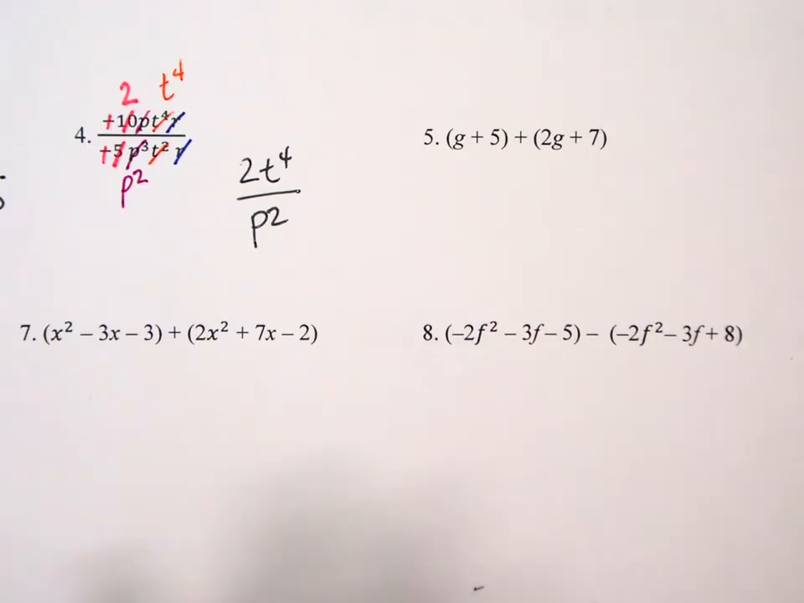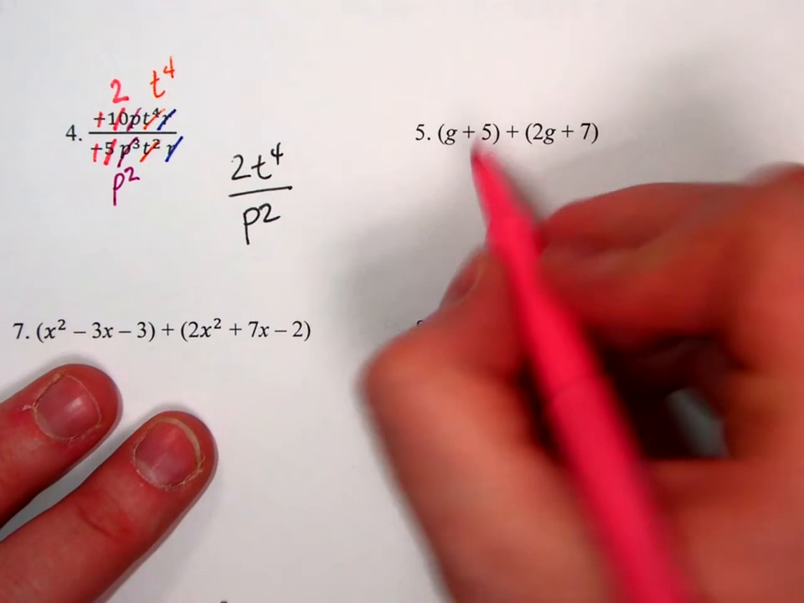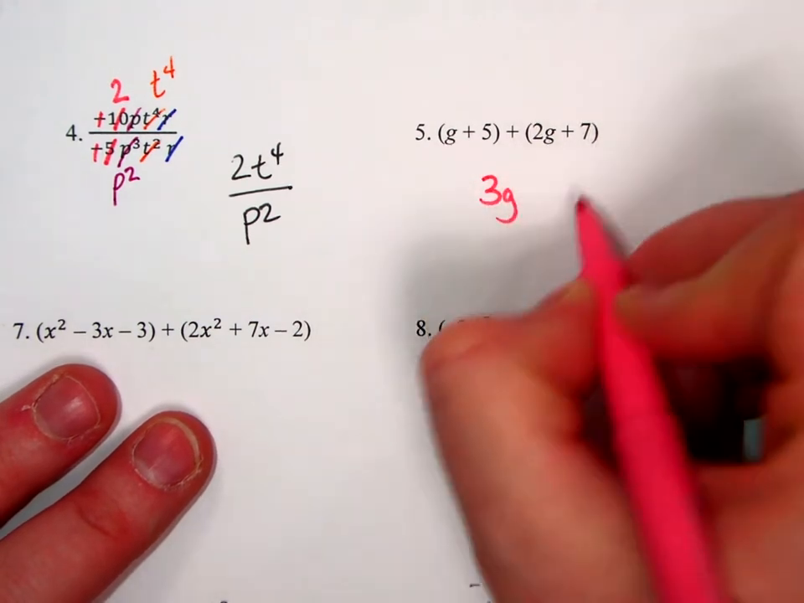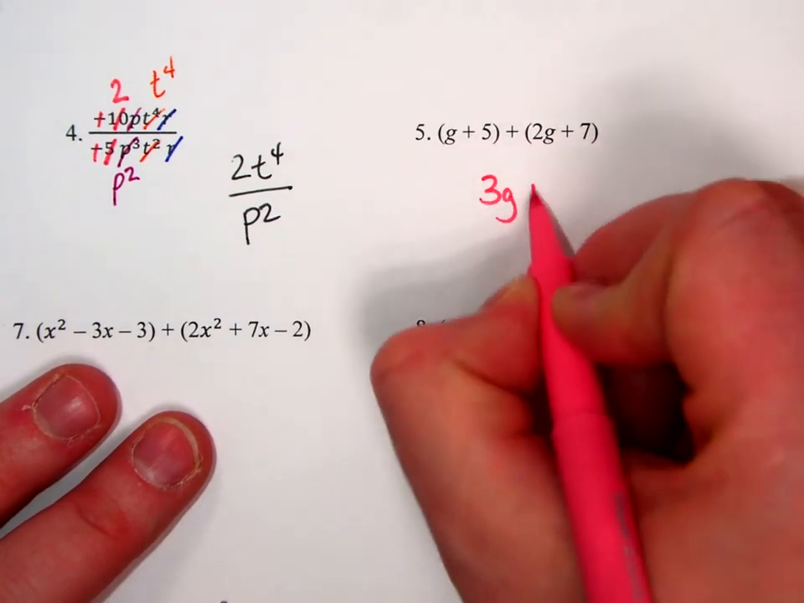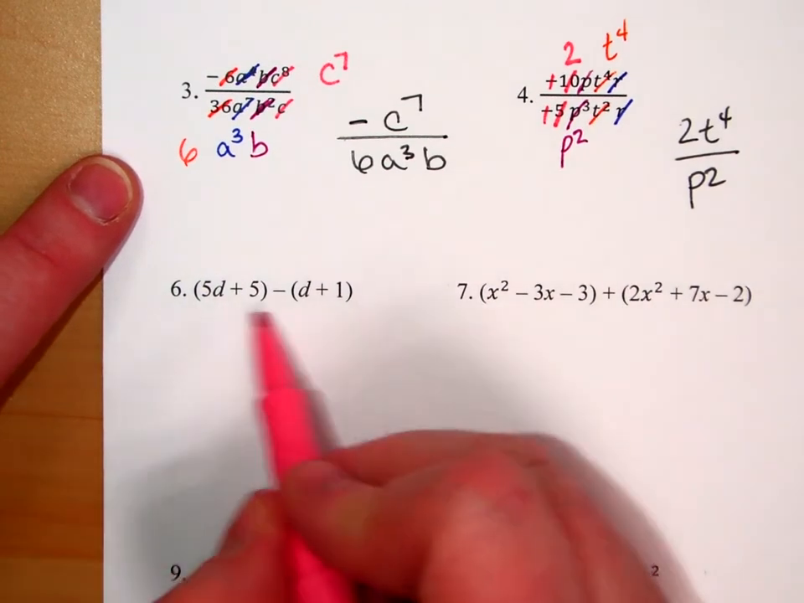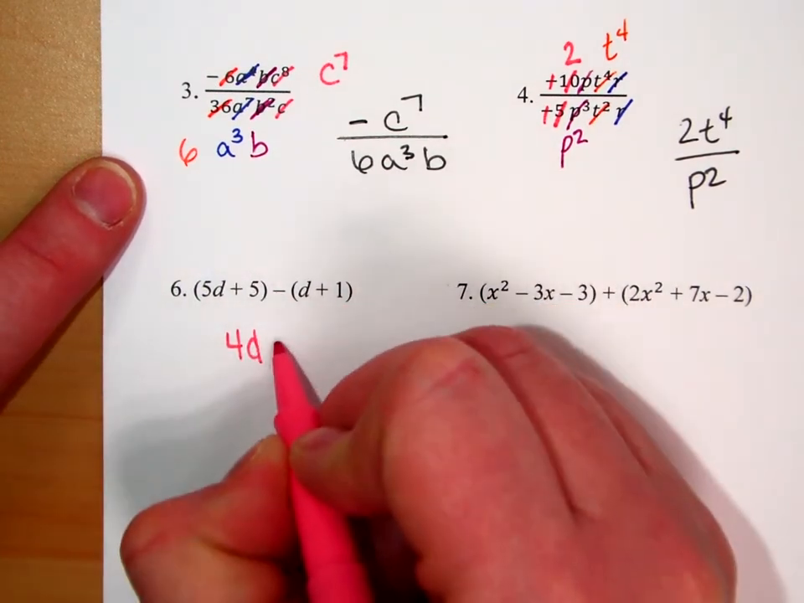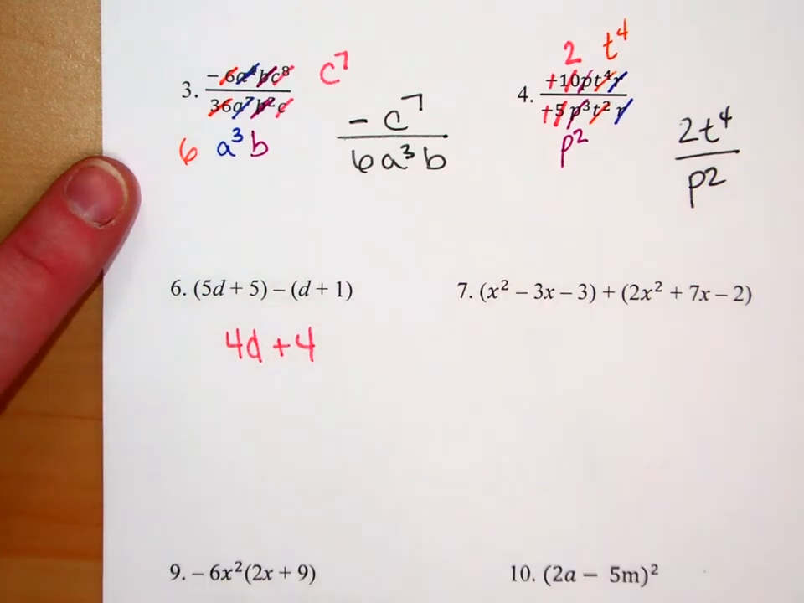On number 5, you're going to add like terms, so g plus 2g is 3g. 5 plus 5 is, or excuse me, 5 plus 7 is 12. Make sure when you do subtraction you pay attention. 5d minus d is 4d. 5 minus 1 is positive 4.